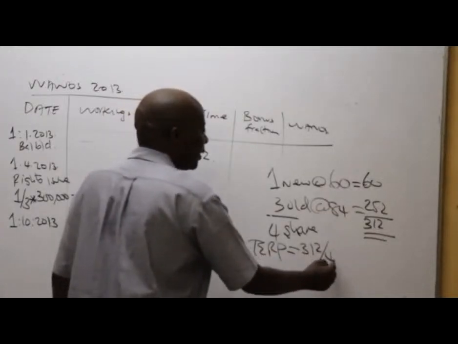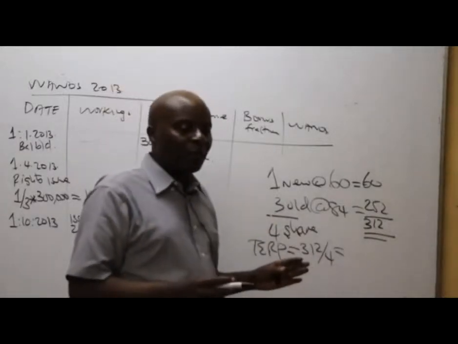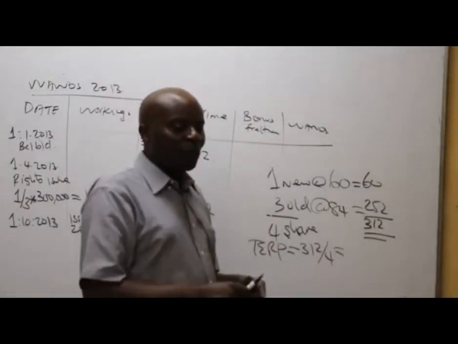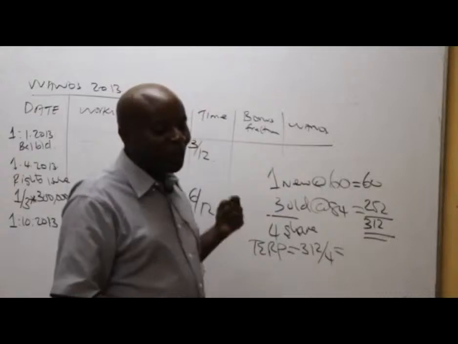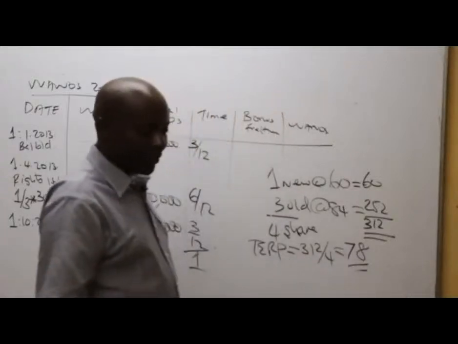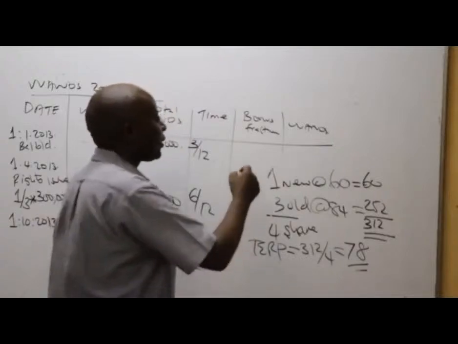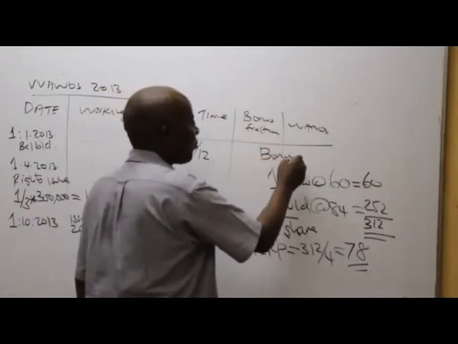312 over 4. Ladies and gentlemen, you may not have gotten anything from this teacher, but I so strongly believe that at least you have grasped the formula for theoretical ex-rights price. Don't go home for nothing. So this is 78 like that. Then what is the bonus fraction? Let me see. What is the bonus fraction?